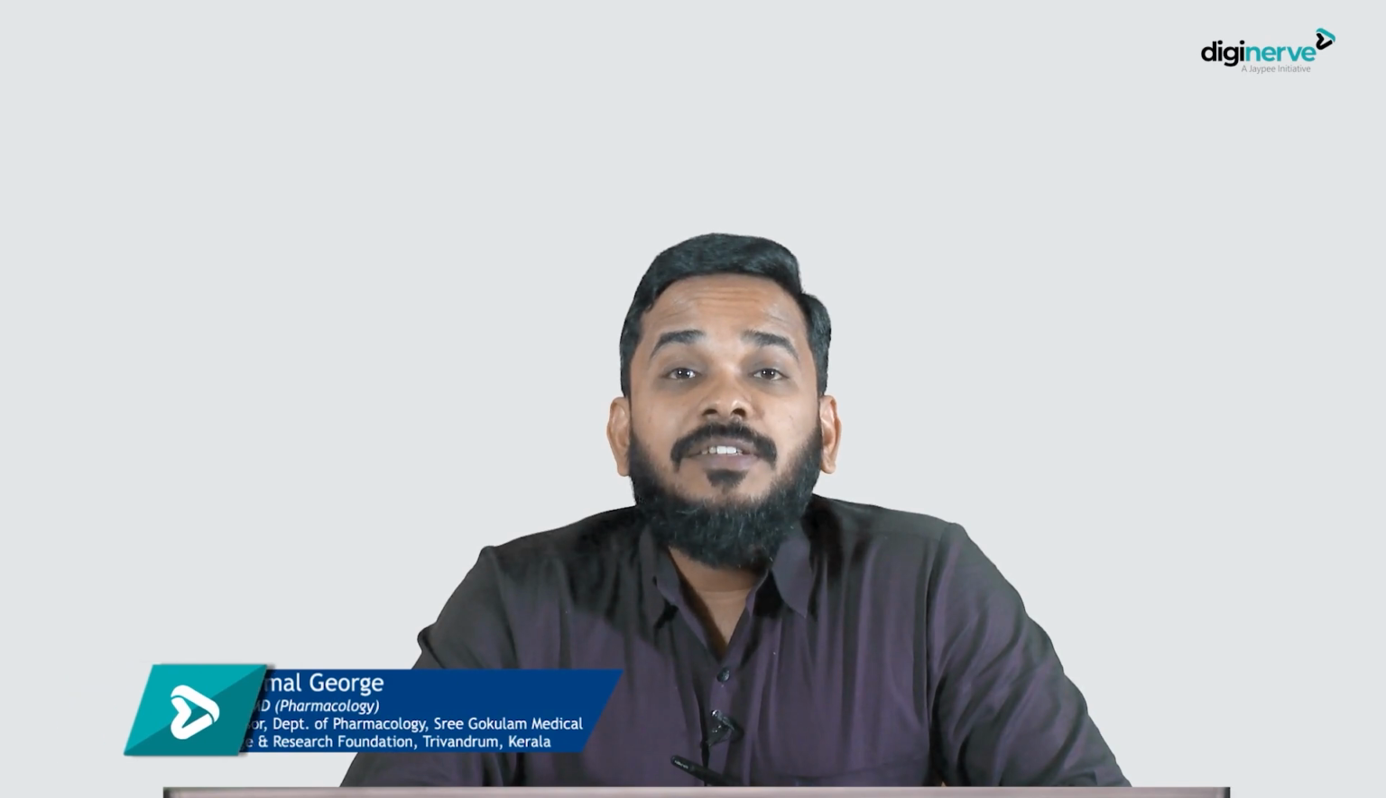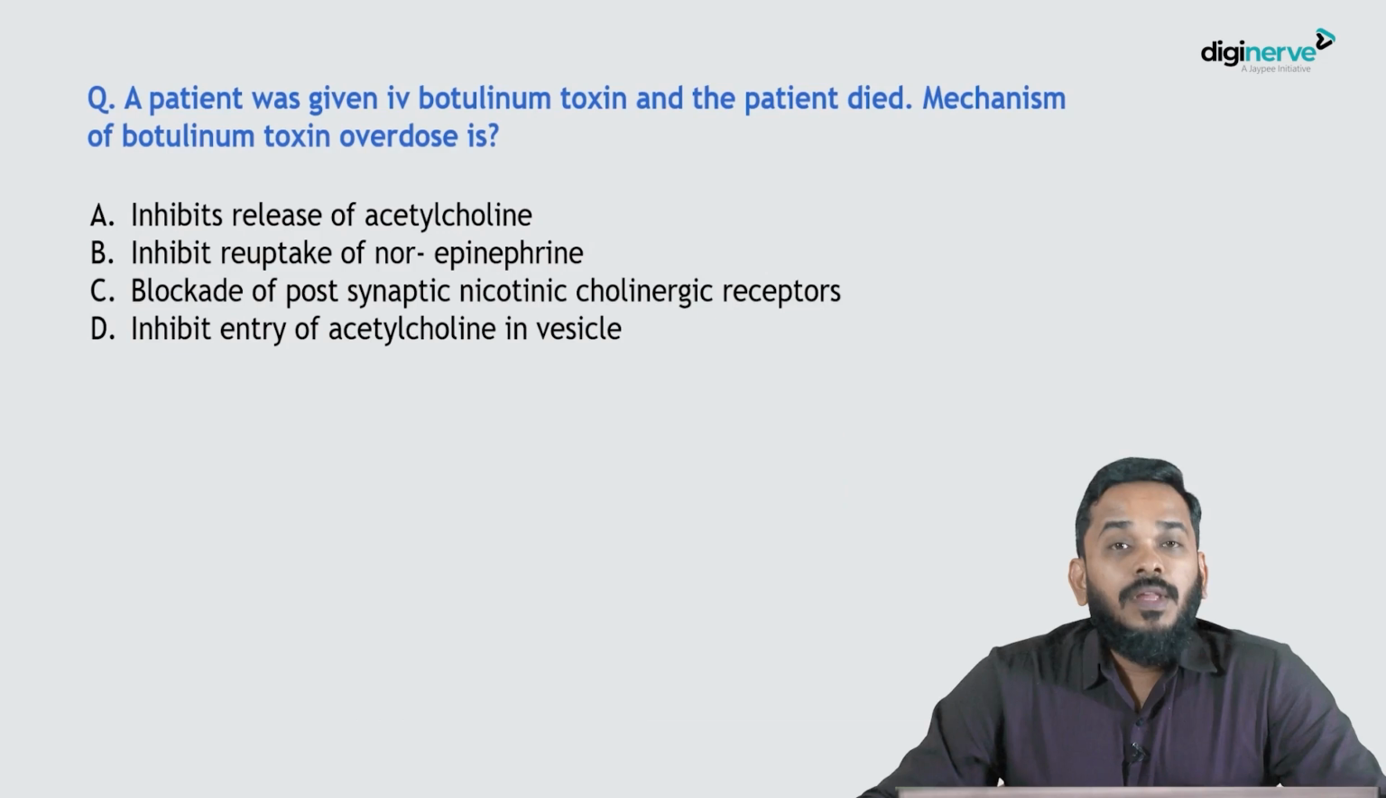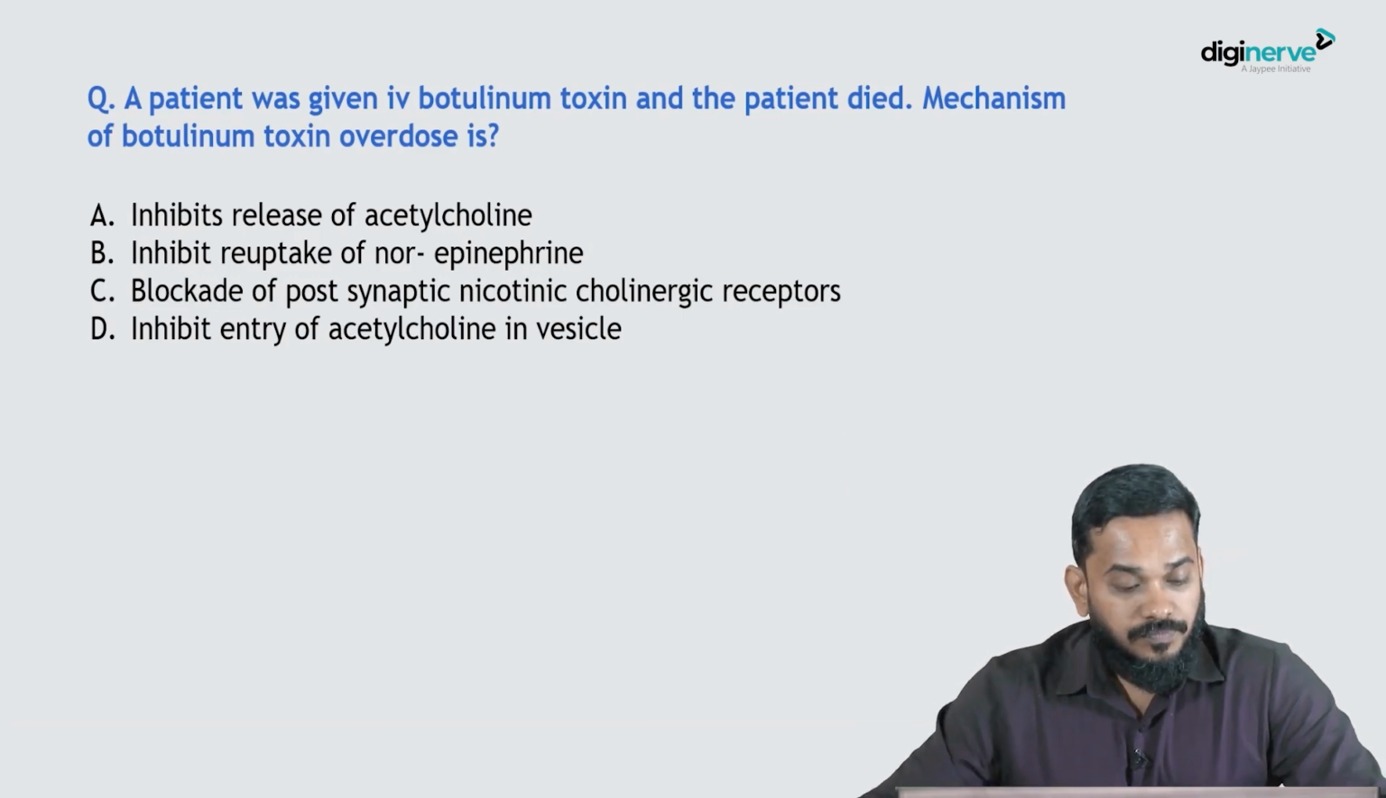This is a question paper discussion. In this session, we will be discussing the pharmacology questions which were asked in NEET PG examination of 2022. A patient was given IV botulinum toxin and the patient died. Mechanism of botulinum toxin overdoses.